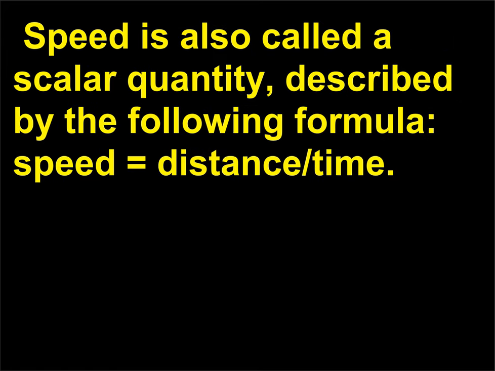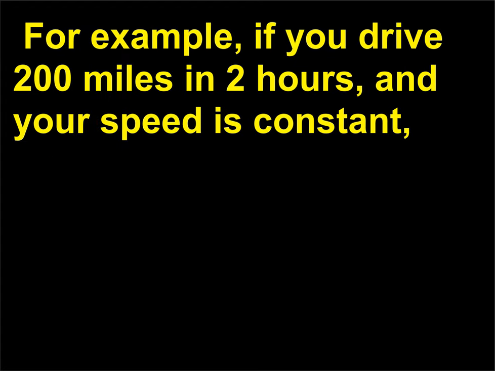Speed is also called a scalar quantity, described by the following formula: speed equals distance/time. For example, if you drive 200 miles in 2 hours, and your speed is constant, your average speed is 200/2, or 100 miles per hour.